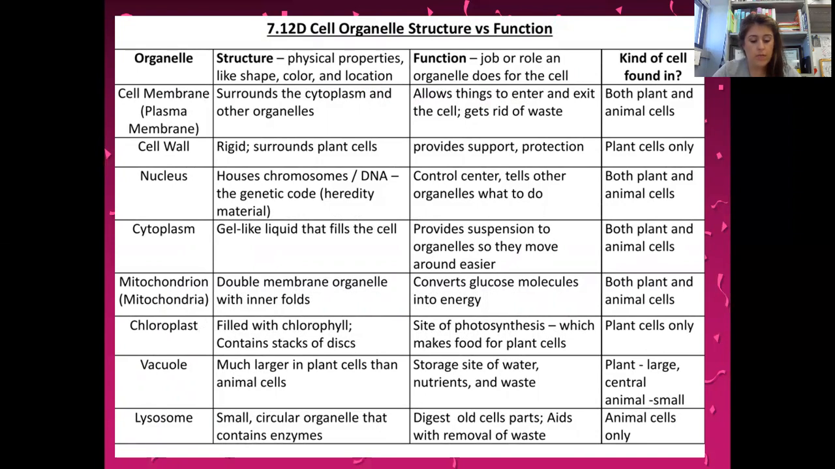13, which organelle is found only in plant cells and provides protection and support? This is the cell wall. So if we go back up to number 10, the answer for a protective barrier would be a cell membrane, and the wall is the cell wall. The protective barrier, the cell membrane, is going to be found in all cells. The cell wall is only found in plant cells.